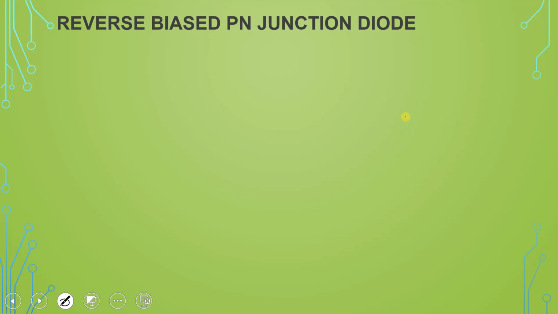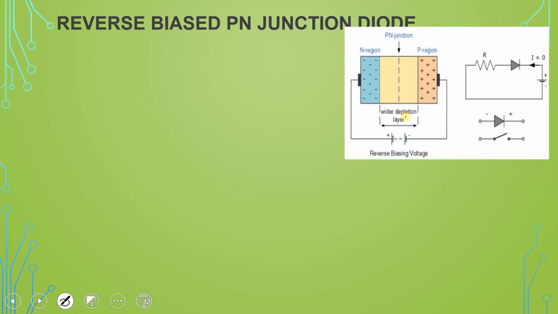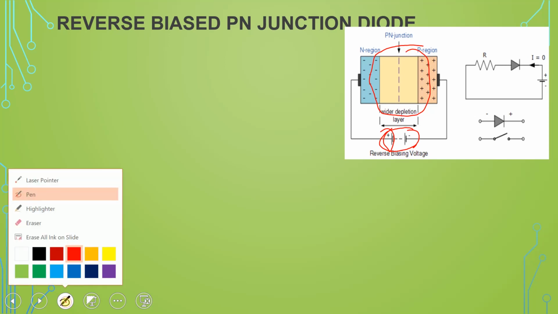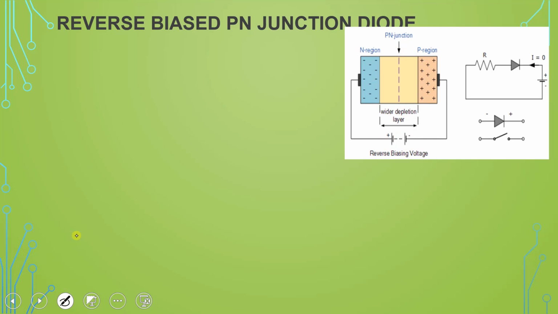Then reverse bias PN junction diode. Now look into this diagram. This is the condition when we have the voltage source across here, when this N is connecting to the positive terminal of the battery and this P is connecting to the negative terminal of the battery. This condition is called reverse biased condition, and in this condition we have the wider depletion layer. Wider depletion layer opposes the flow of the current. Because of this wider depletion layer, no current is flowing in the diode.